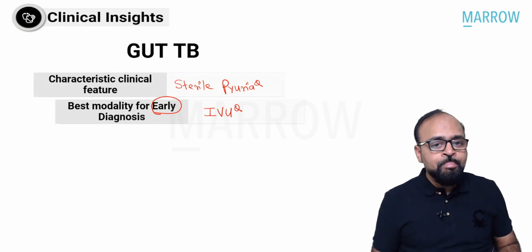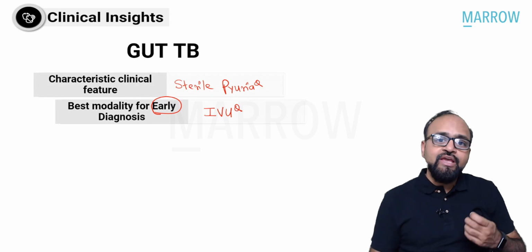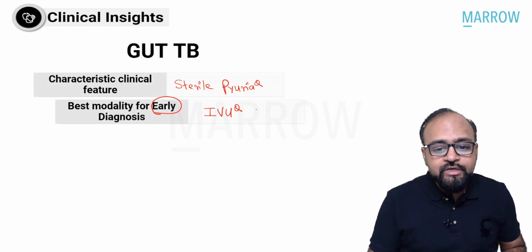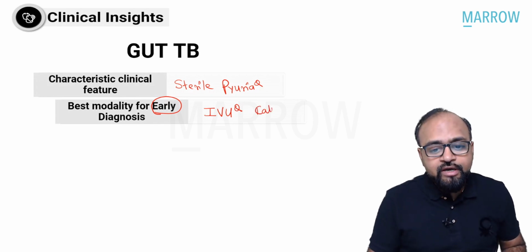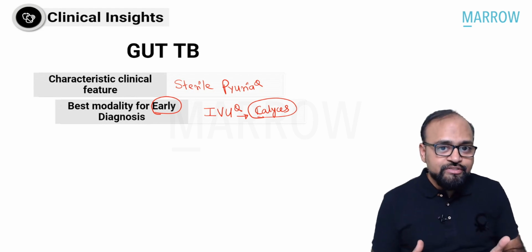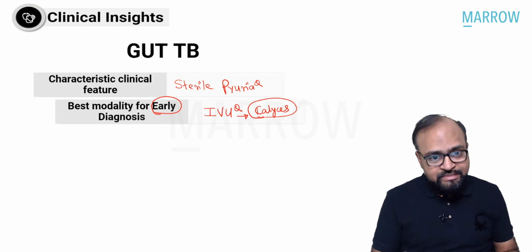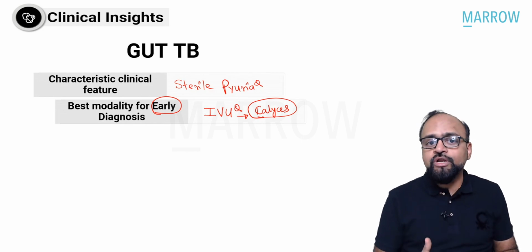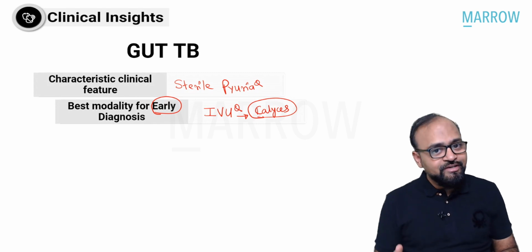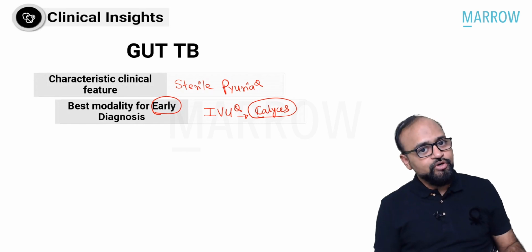Why is it so? The reason is that in the early stages of genitourinary tract TB, the affection is predominantly involving the calyces. And which modality helps us visualize the calyces? It is intravenous urography. There is erosion of the calyces, giving rise to a specific appearance called moth-eaten calyx. And which imaging modality helps us look at the calyces? It is intravenous urography. And therefore, for early diagnosis, it is the best modality.